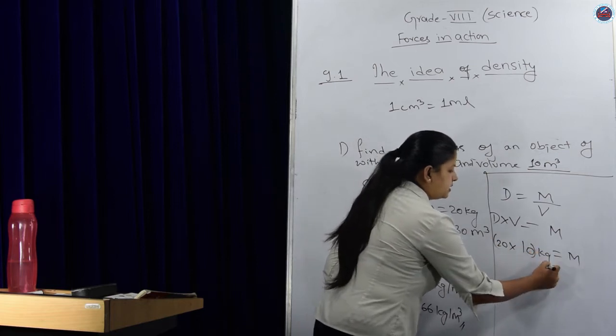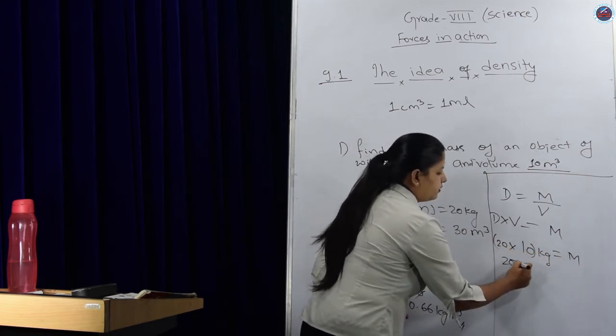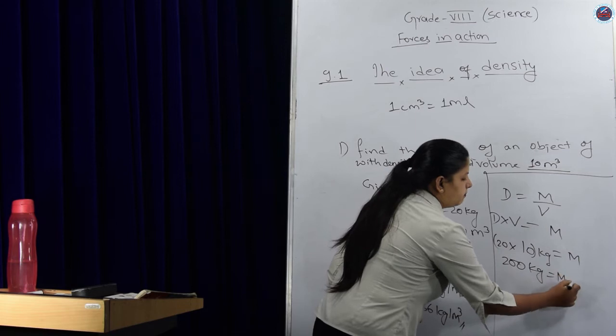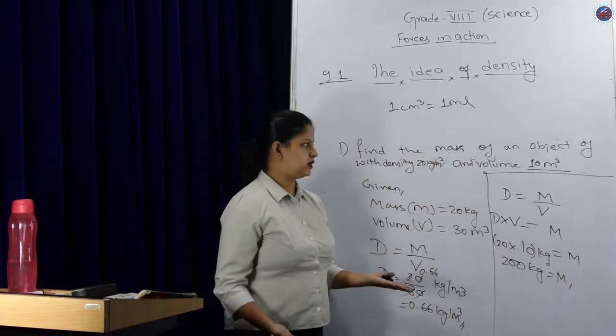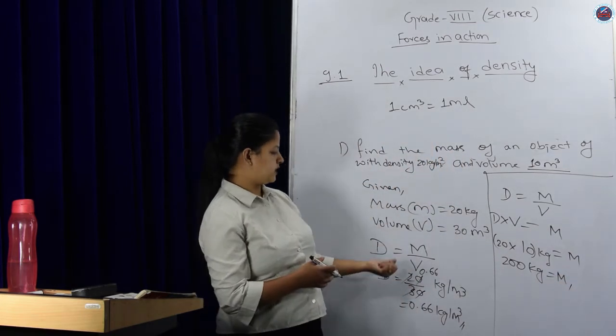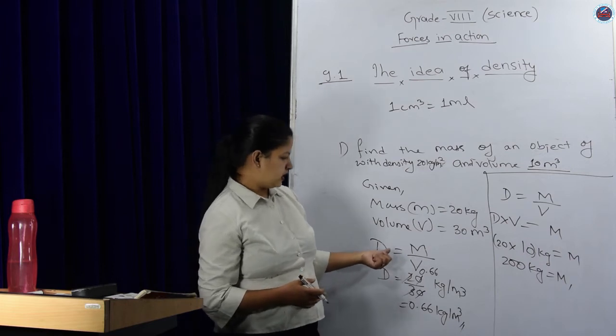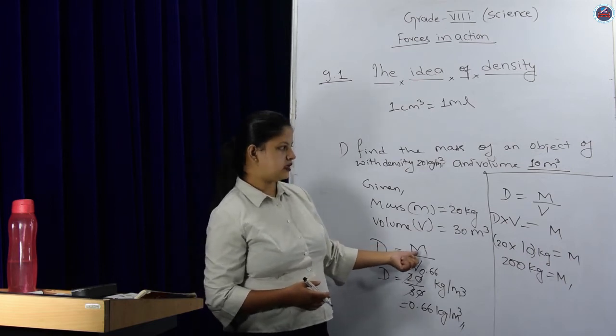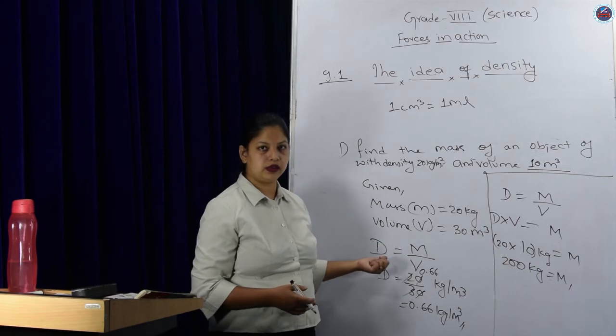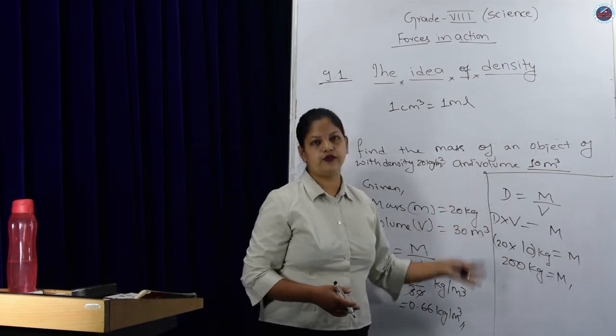So it should be kg. 20 into 10 to 100 kg is your mass. Now similarly, sometimes the same thing, other things will be changed. So they will be giving you D and M, but they will be asking you V. Same thing. Similarly you will apply and then find out the formula.